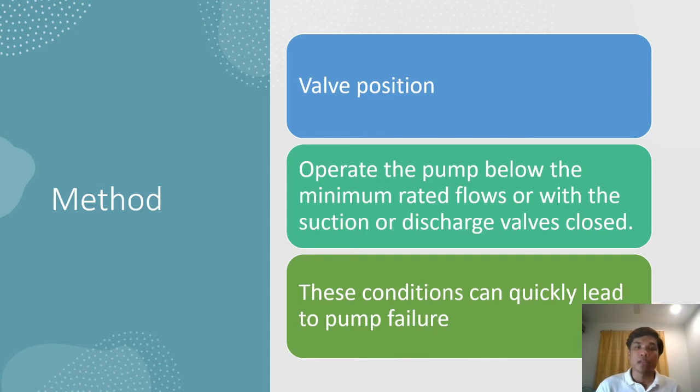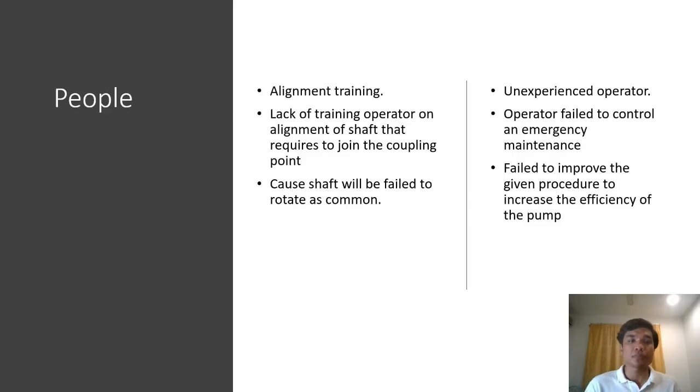Next on the method is valve position is wrong. As an example, operating the pump below the minimum rated flow or with the suction or discharge valve closed. This condition can quickly lead to pump failure.